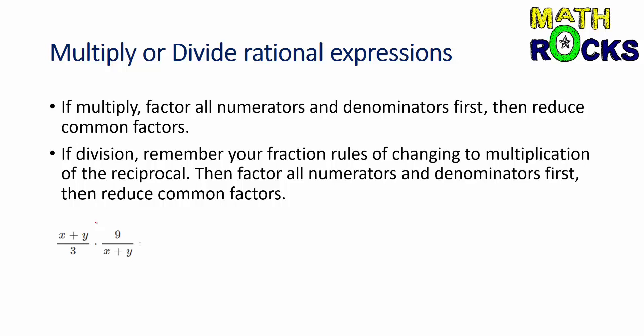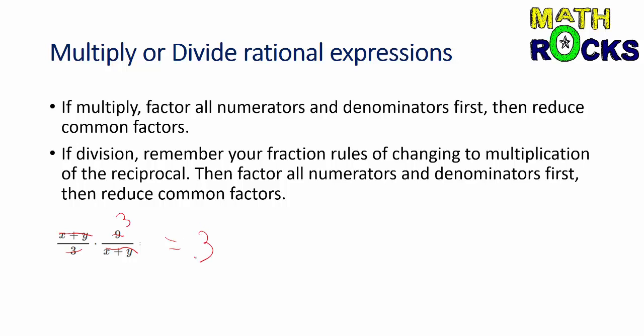Let's take a look at a real simple example of x plus y over 3 times 9 over x plus y. So we can see that x plus y is an expression on the top numerator and the bottom denominator. Those two, if I put them on top of each other, would be equal to the whole number 1. And then if I take 9 divided by 3, I know that 3 goes into 9 3 times. So my final answer for this would just be 3.